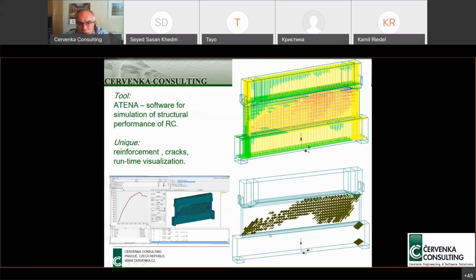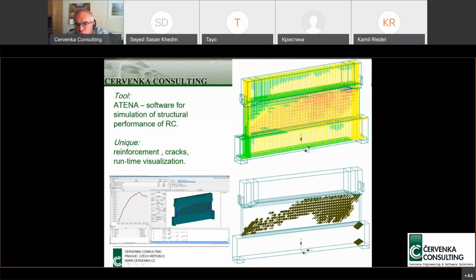Well, the other, let's say, interesting feature of ATENA is that during the analysis, you can see what's going on. This is on the left bottom. This is the typical window that you see when ATENA is running. That means you see the development of cracks, but you can define some monitoring points and follow the curve, which in this case is a load-displacement curve, but it can be, for instance, the strain development in reinforcement or maximum crack width evolution. So that's why we call it virtual testing.